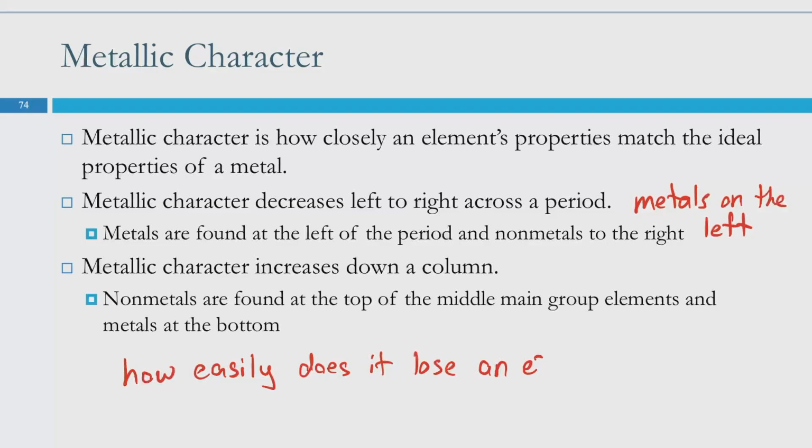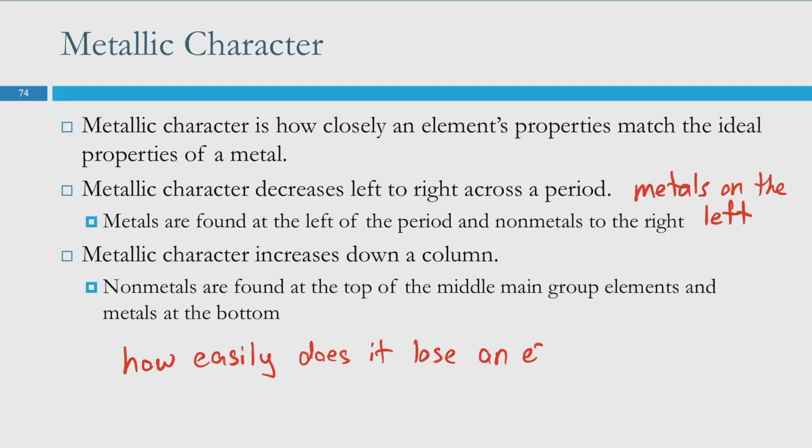Metallic character also increases down a column. Another way you can think of it is if you're over here on the right side of the periodic table, our nonmetals are at the top, our metals are at the bottom. If you're further down a group, you're more likely to lose an electron. Your electrons are further out, you have a larger atomic size. Easier to yoink one of those electrons away. Questions about metallic character?